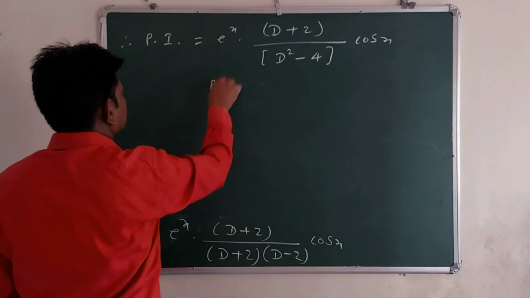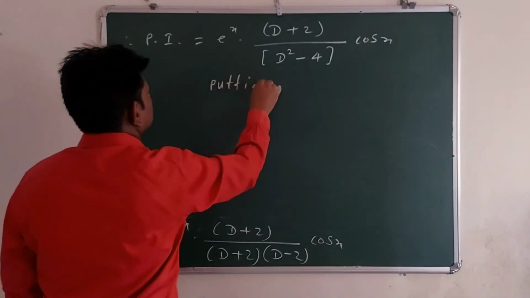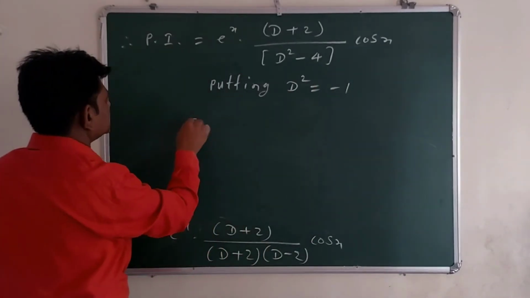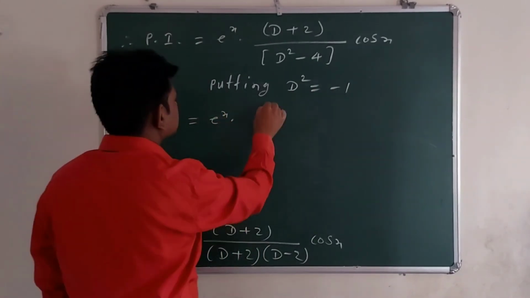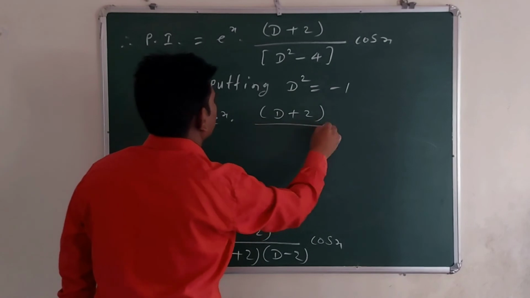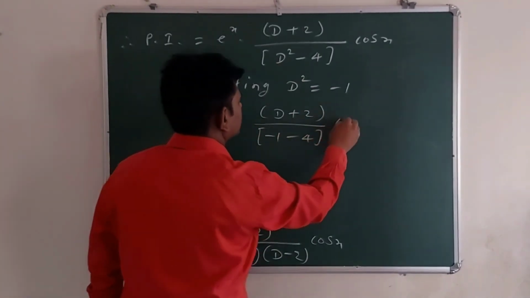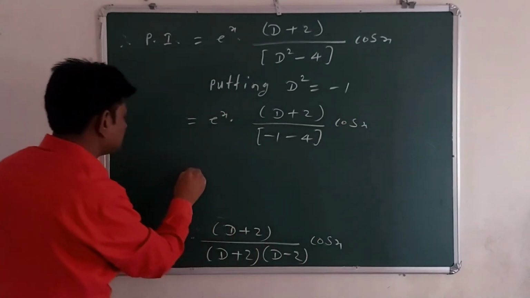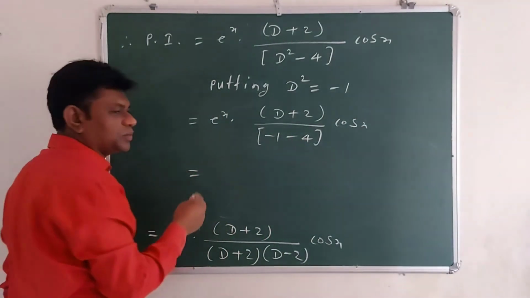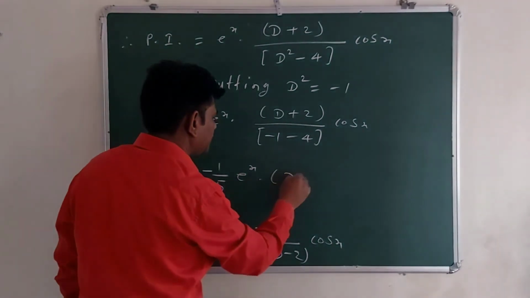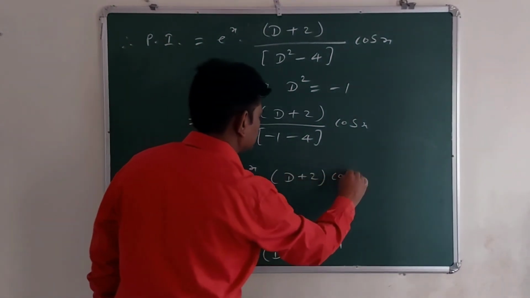Now again putting D square is equal to minus 1, this is equal to e to the power x, D plus 2 upon minus 1 minus 4, times cos x. Now minus 1 minus 4 means minus 5, so e to the power x, D plus 2 times cos x, upon minus 5.